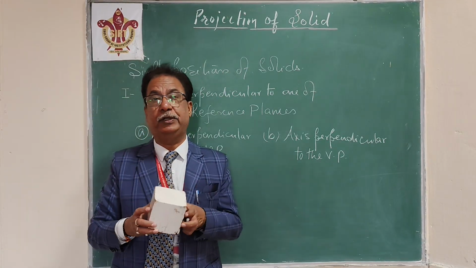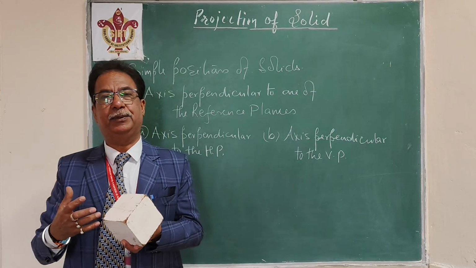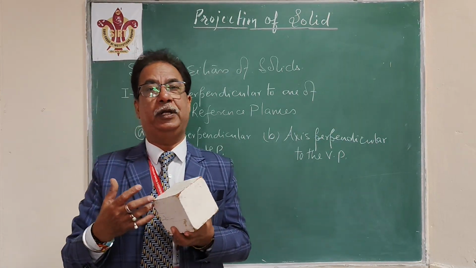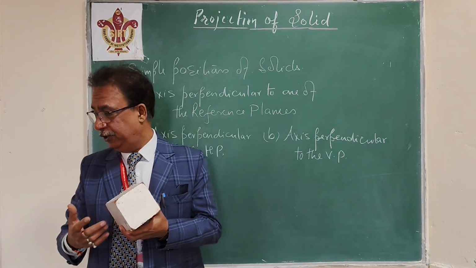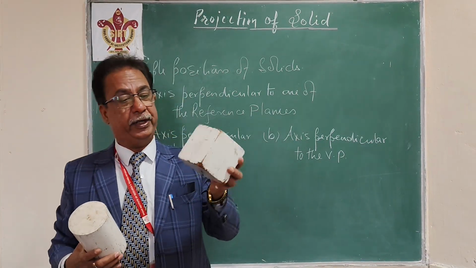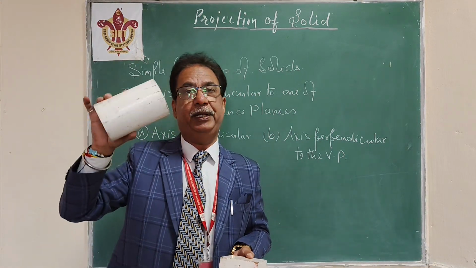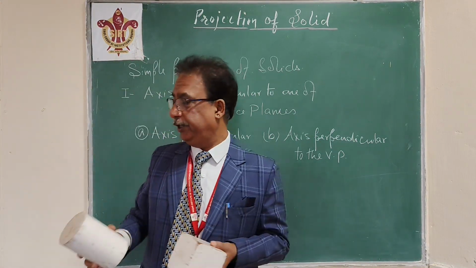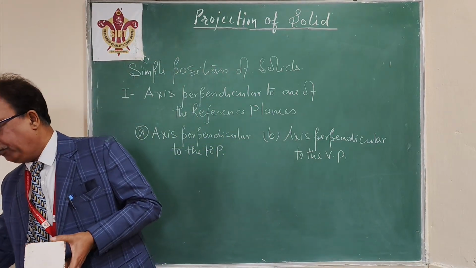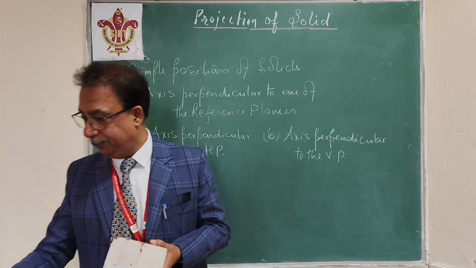We have talked about two different types of solids. One is known as polyhedra, and the second is solids of revolution. Polyhedra are solids like a cube, which are bounded by faces, and a cylinder is a solid of revolution. In polyhedra also we have different types. One is known as regular polyhedra.